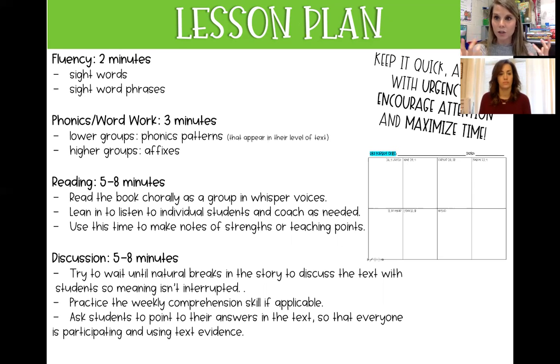And then you get to the actual reading chunk of your lesson, where you may choose to read the book chorally, where you're all reading it together, or it might work better where each student reads on their own and you confer with each of them individually about how that's going. And then use that time to make notes of strengths and where we need to focus our best time and attention.